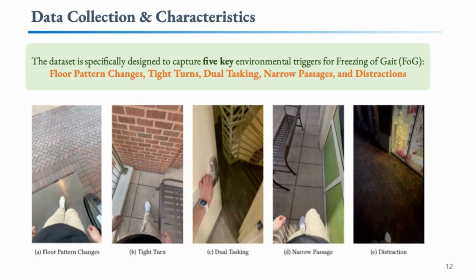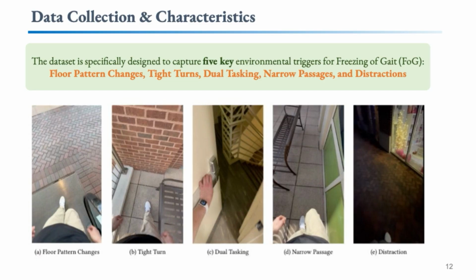So here is the data collection and characteristics. Our dataset contains comprehensive real-world scenarios, including 5 different types of FOG triggers. These are the most common triggers that domain experts identified that contribute to FOG. So first, we have floor pattern changes, which are transitions between different surface types, like carpet to concrete, or transitions between different colors on the ground.